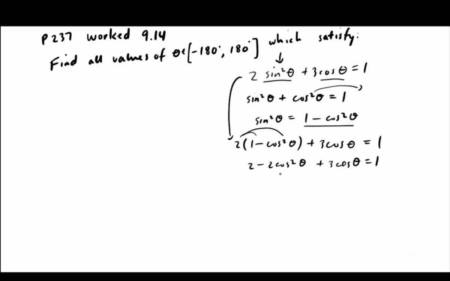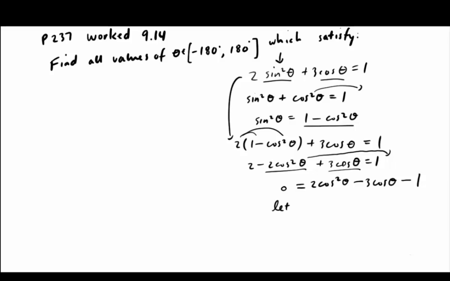And so what we have is something squared plus something. We want to throw everything to the right. So the negative 2 cosine squared theta, if you throw it to the right side of the equal sign, becomes positive. And the positive 3 cos theta becomes negative 3. And what we have is 1 minus 2. The 2, when you throw it over, becomes a negative 2. 1 minus 2 is negative 1.